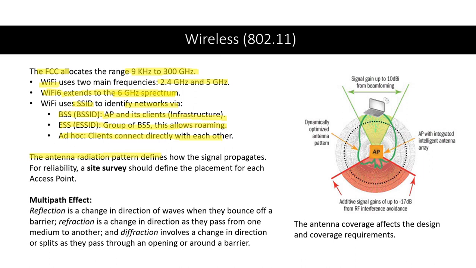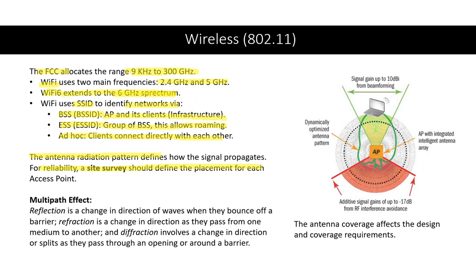Now, on wireless, one of the things you have to be careful about is the antenna radiation patterns, right? That's what defines how the signal is going to propagate, and it depends on the design of the antenna. So you have to be careful with that. For reliability, you can do a site survey. With the site survey, you can determine where to place your access points in a more efficient way to provide full coverage for your clients. So the site survey is just for reliability and placement of those access points to provide a better service.